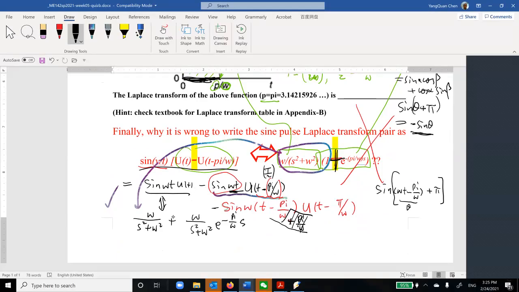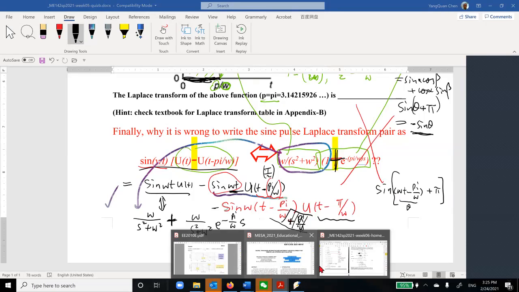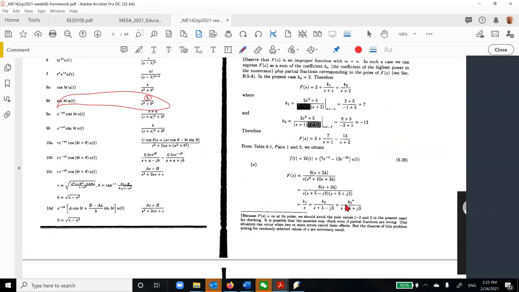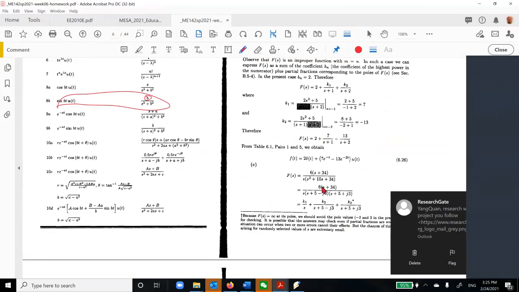So you can see why I have a positive sign in here. It's not negative, it's not minus. It's because I need to write my form the same as this. Let's go back and check it. What's the real formula?